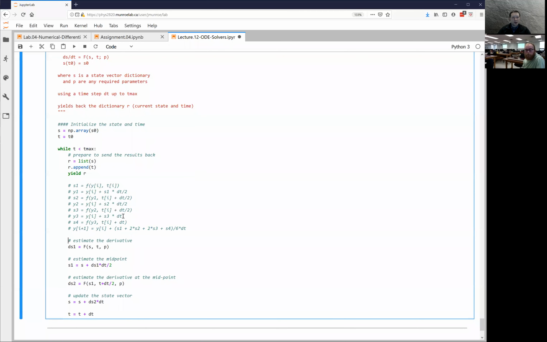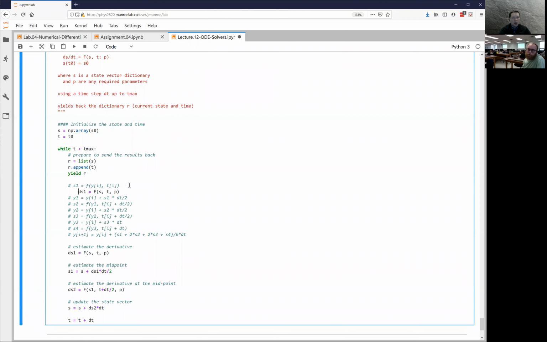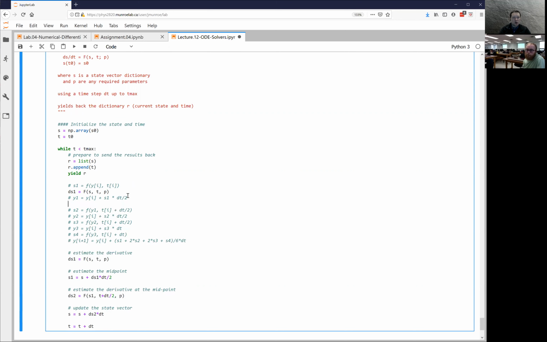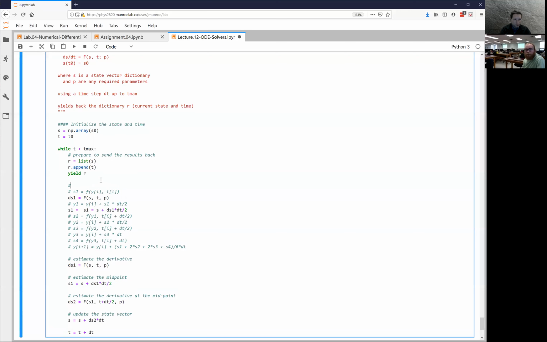Okay, so what are the steps? Well, we need to first estimate the derivative at the current point. That is the starting state all the way through. Once we have that current point, what we need to do is evaluate the state at a half step away from that. Oh, I got to be careful here. Careful. Careful.